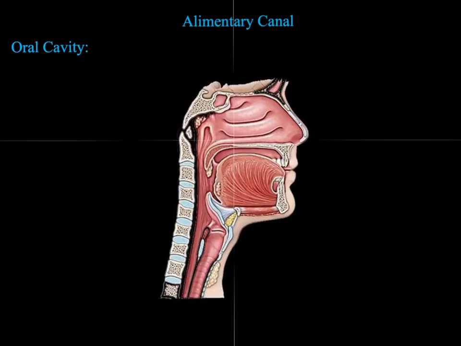So looking at the structures of the oral cavity from a lateral view, you have the teeth, the tongue, the lips, the hard palate, the soft palate, and again at the end of the soft palate you have this structure called the uvula, which during swallowing swings back and closes off the opening to the nasal cavity.